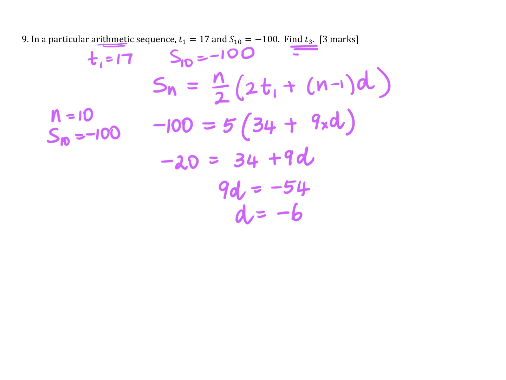So we're after term 3, we can come back to that now. Term 1 is 17, term 2, term 3. Each time, what are we doing? We're taking away 6. So we've got 17, take away 6, and then take away 6 again will give us 5. So term 3 is equal to 5.